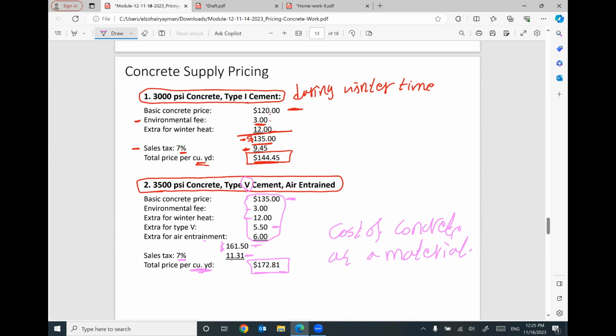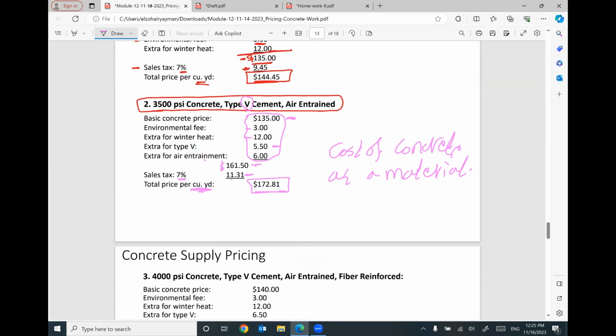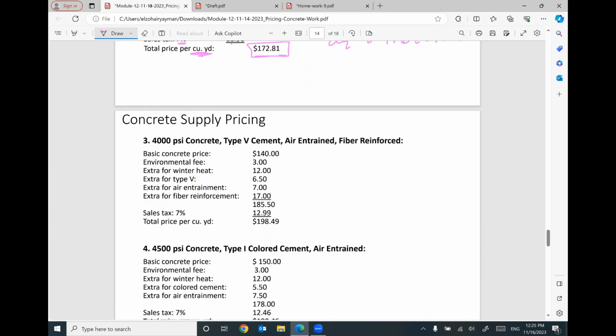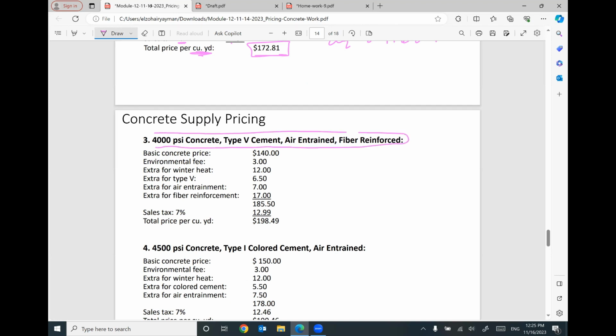This is a different part. So keep in mind, if you would like to figure out the price of concrete as a material, not all concrete material has the same price. It's based on the specifications of this concrete. For example, we have different specifications here. We need 4,000 concrete strength. We need type 5 cement. We need to add air entrainment. We need to add fiber reinforcement.